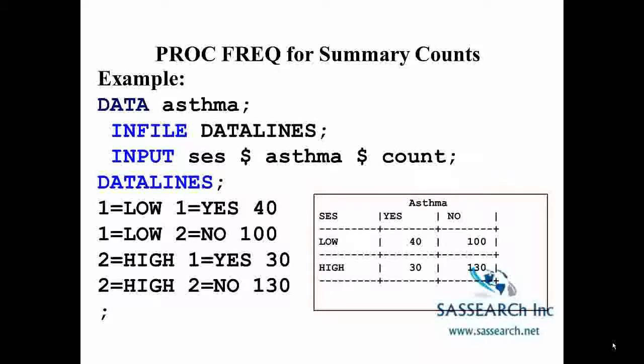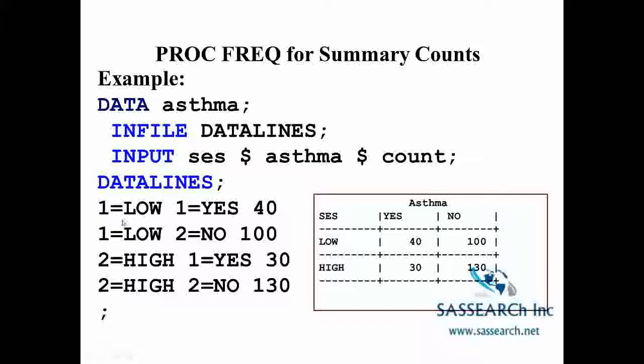So here is an example. I'm creating a data set called asthma, and I'm reading in just 4 observations. And the 4 observations are actually our summary data. So the first variable I'm reading in is this variable called SES, which stands for socioeconomic status, and it's a character variable. And then I'm reading in a second variable, asthma, also a character variable. And then I'm reading in a variable called count.